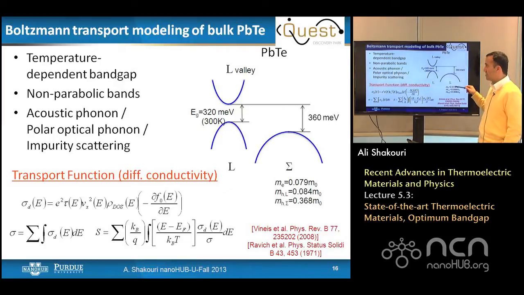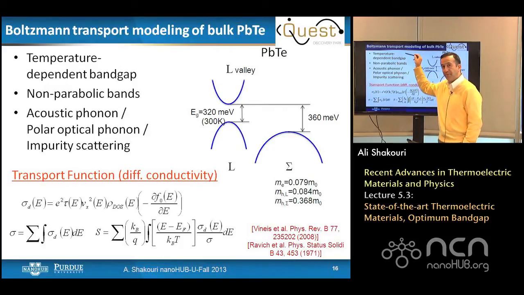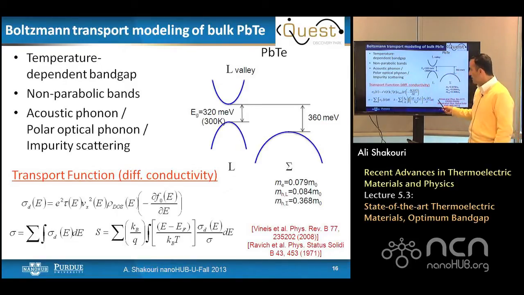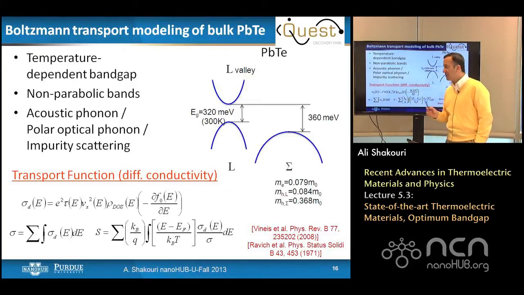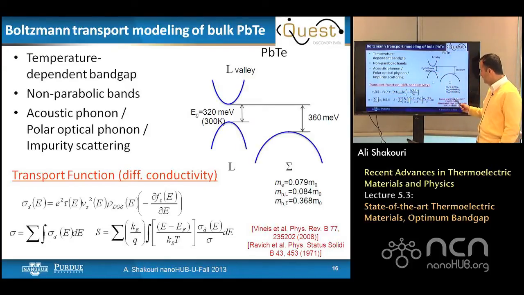This is anisotropic and non-parabolic, so the effective masses are given in different directions. All of this can be included in the model. From a scattering point of view, acoustic phonon, polar optical phonon, and impurity scattering are included. And then using the standard transport function, differential conductivity, and the parameters given by these papers by Chris Vinay's and Ravich et al., can be used to model lead telluride.